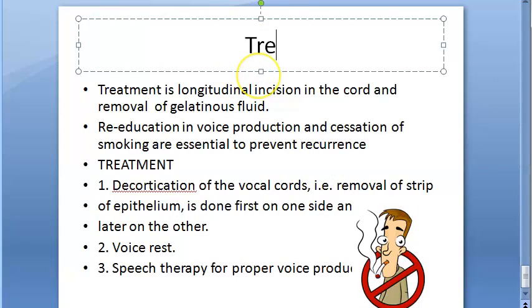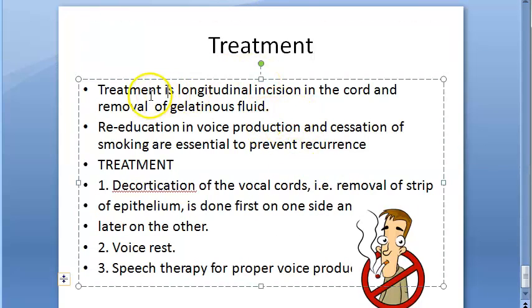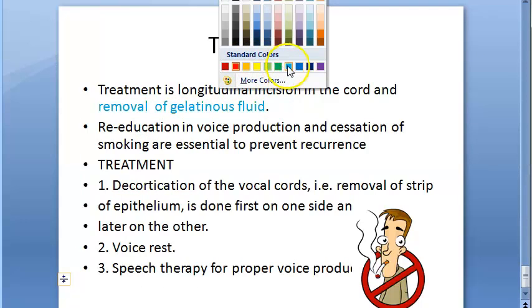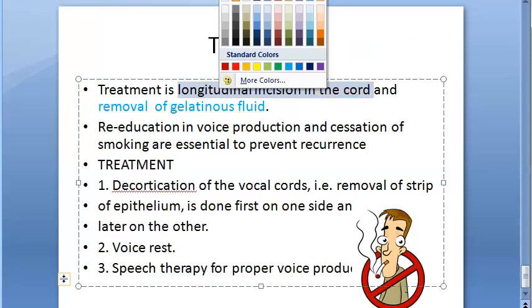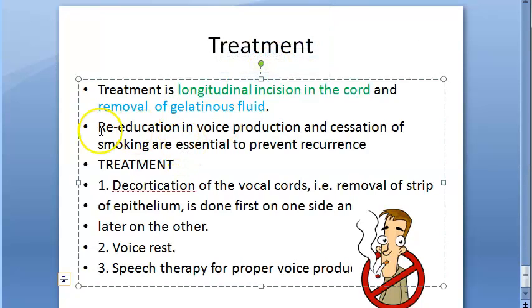What is the treatment? We have finally reached the treatment. So basically longitudinal incision in the cord, removal of the gelatinous fluid. This is like perfect, right? Say remove the gelatinous fluid. So how? Make an incision, longitudinal incision and remove the gelatinous fluid. Okay. Then you re-educate the person in voice production and tell them don't smoke, etc.